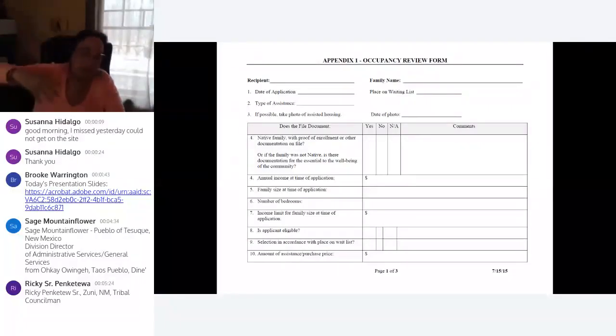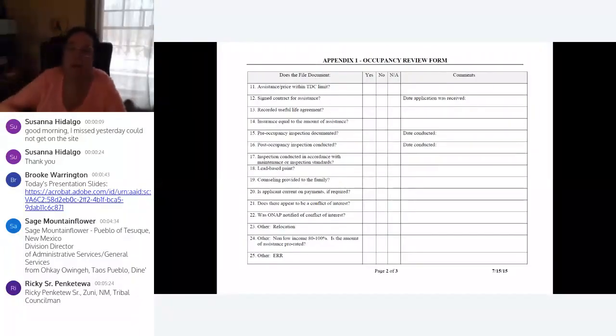In those monitoring links that I talked about, that I gave you in those examples, there are appendix items for occupancy, okay? These are one of those examples. Native family with proof of enrollment, do you have that? If the family was not Native, do you have documentation for them being essential to the well-being of the community, or would they fall under law enforcement? What's their annual income at the time of application? What's their family size? How many bedrooms? What's the income limit at the time of the application? Is the applicant eligible? Is the selection in accordance with the placement on the waiting list? The amount of assistance or purchase price that you give them. So those are some of the documents that they're going to look at, okay?